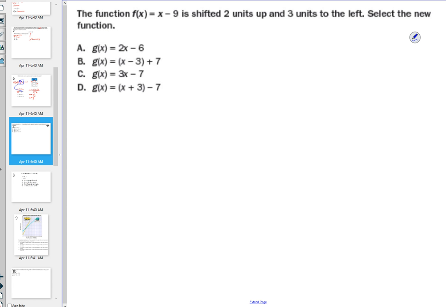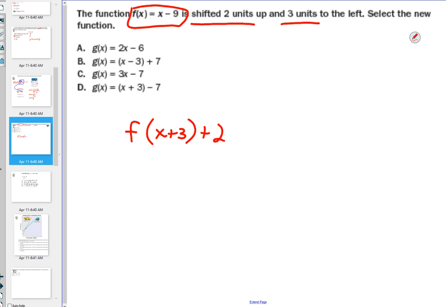This function shifted 2 units up and 3 units to the left. Select the new function. Okay. So, we did not perform transformations on linear functions, but if we were to do this, what we're trying to do, if you go 2 units up and 3 units to the left, is this.